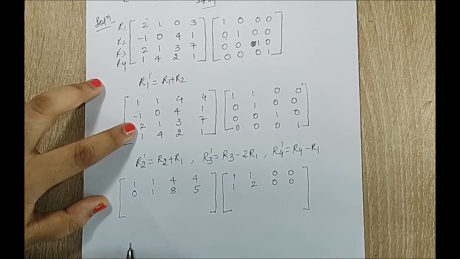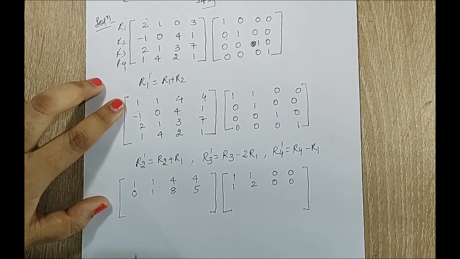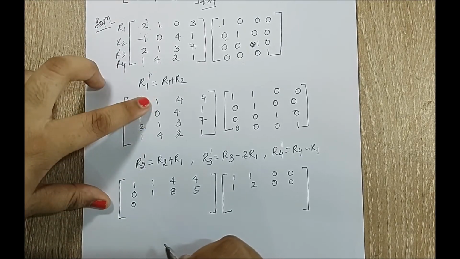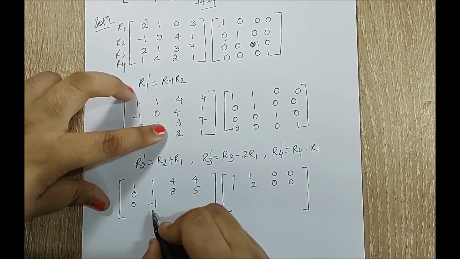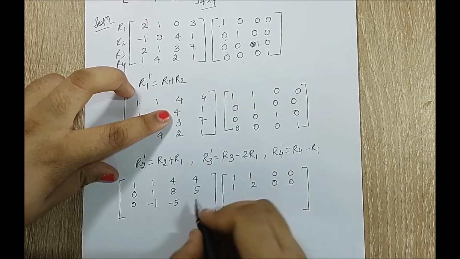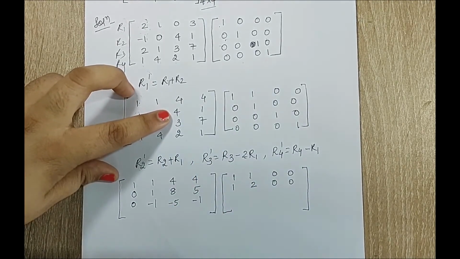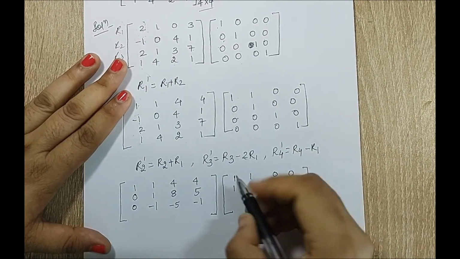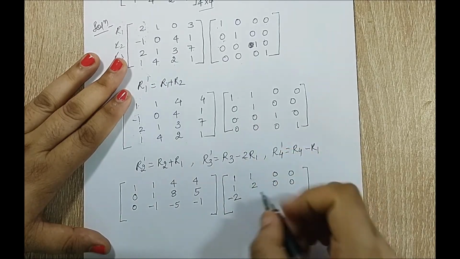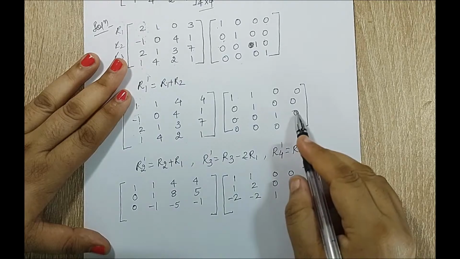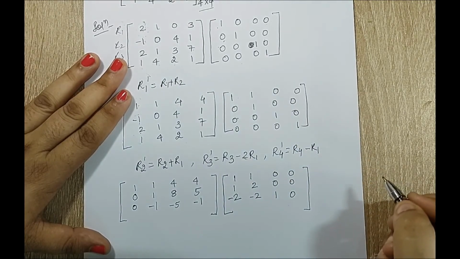So it will be R3 minus twice R1. First value is 0. 1 minus 2 is minus 1. 3 minus 8 is minus 5. 7 minus 8 is minus 1. Next, I have 0 minus 2, so minus 2. 0 minus 2, minus 2. 1 minus 0 is 1. And this is simply 0.